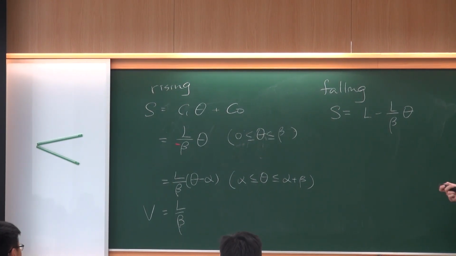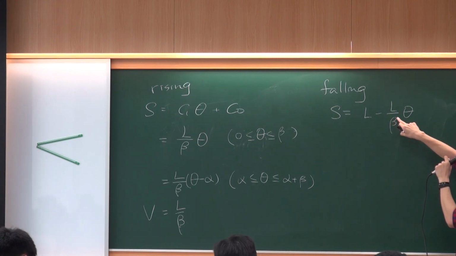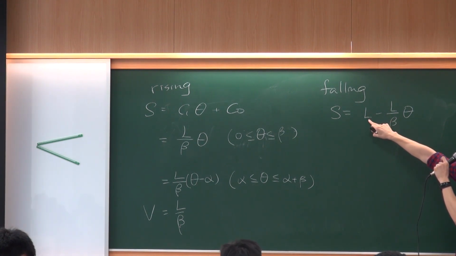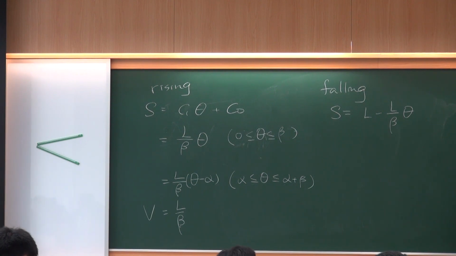So we put a minus sign in front of this one, but because it's from a high point to the low point, initially it's at L, so we put an L in front of it. The two equations are similar, but a bit different. Just one for fallen, one for rising. Fallen because it's fallen from a top point to the bottom point.